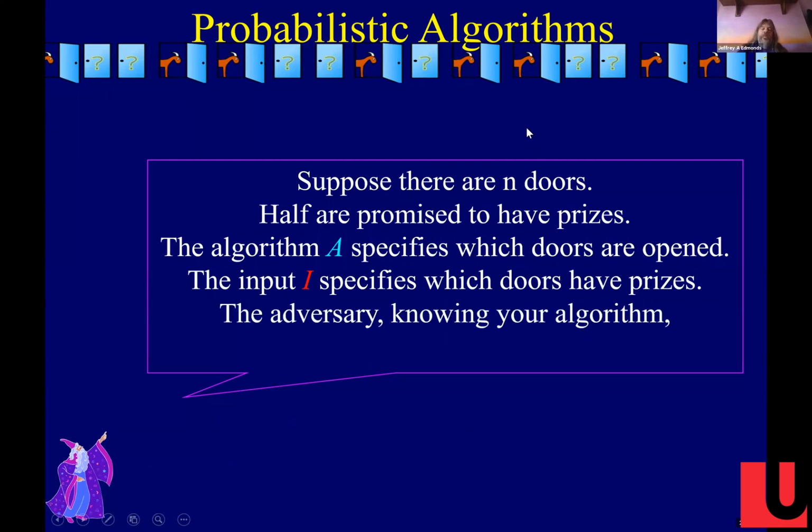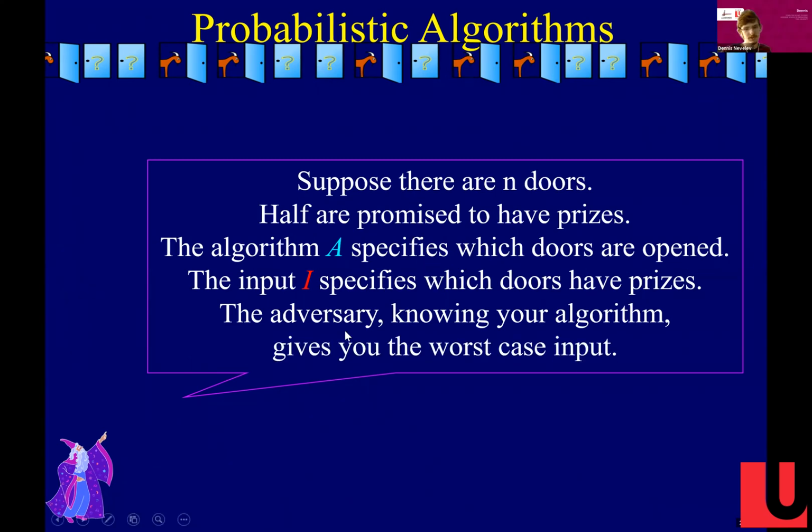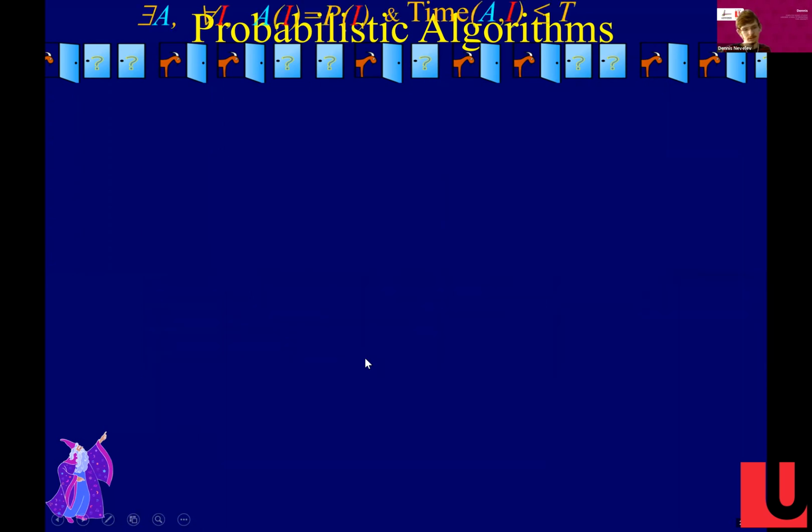The way we normally do computation is worst case. I give an algorithm and then we look at the worst case input. So what do you think the worst case running time of this algorithm is? How many doors do you have to open? Half of them have prizes, so you have to look at half of them. So n over 2. Yeah, the worst case.